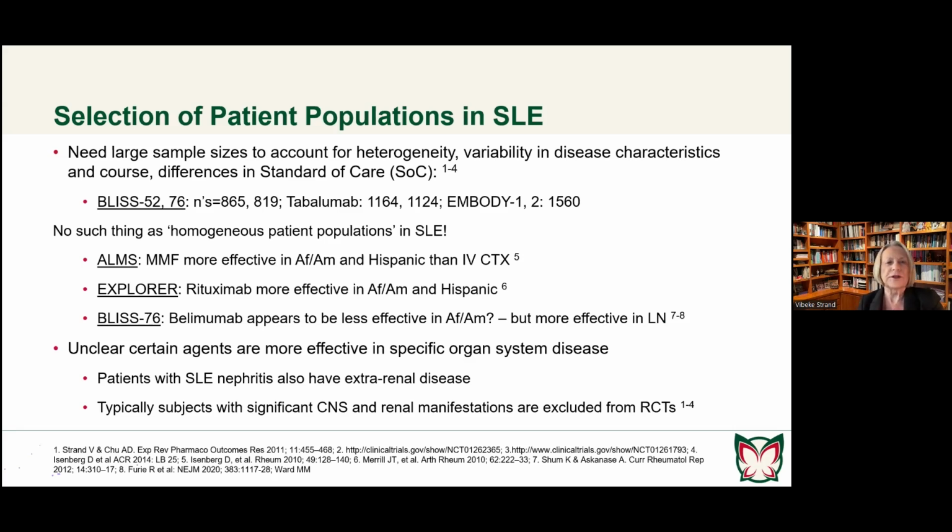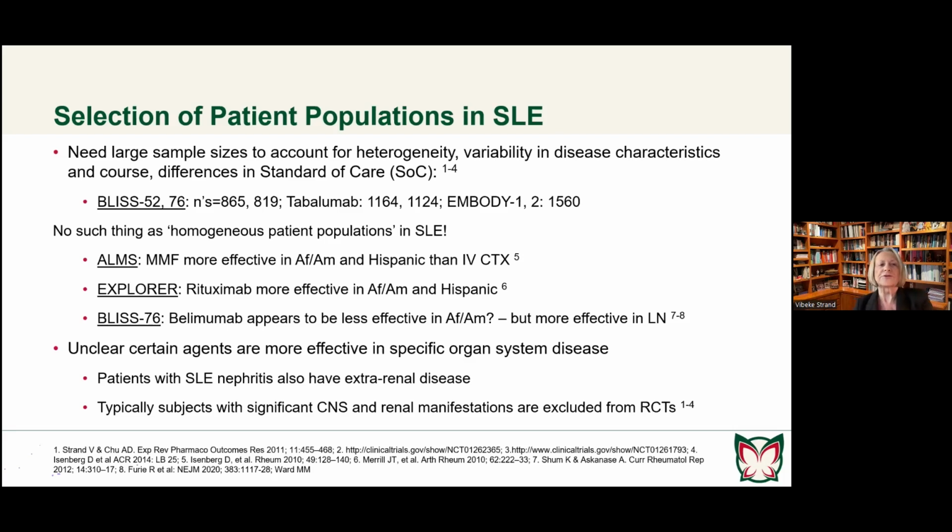We don't have homogeneous patient populations in lupus. However, you would like to subset the patients. We've seen in the ALMS trial that mycophenolate mofetil was more effective in African American and Hispanic patients than IV Cytoxan, yet the trial overall failed. In EXPLORER, rituximab was actually more effective in African Americans and Hispanics, yet again, the trial failed. In BLISS 76, belimumab appeared to be less effective in African Americans, but was more effective in lupus nephritis and in their phase 2 population.